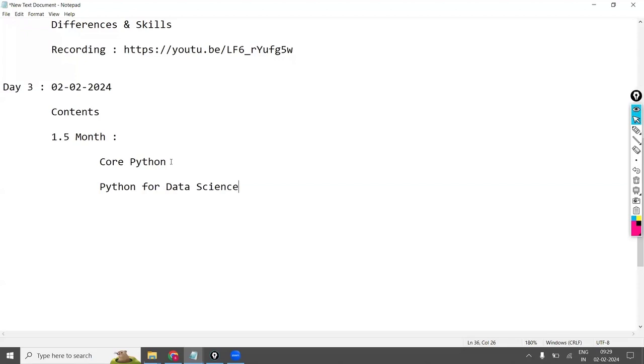Okay, is the point clear? So in the first 1.5 months, we are going to cover core Python, Python for data science, and the statistics for data science. This is what we are going to cover in the first phase. Once this is completed, the first 1.5 months takes that much time. Next, we'll move on to the second 1.5 months, followed by the next 1.5 months.